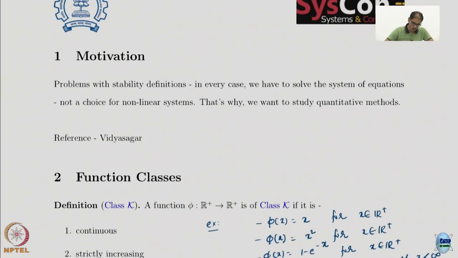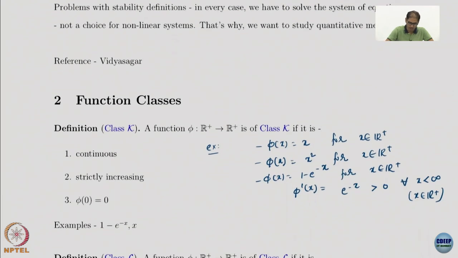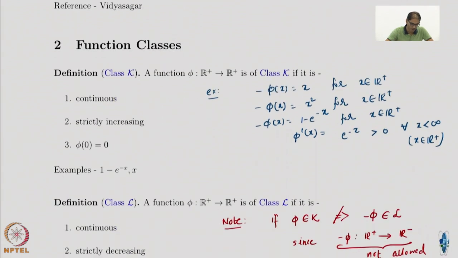As I had mentioned very clearly, there is a problem with stability definitions. We have to solve the system of equations. This has to be the case, because if you are using epsilon delta of any form, you will have to solve. Whatever examples we took, we actually solved the system, which is not possible for most nonlinear systems. So we are looking at not quantitative, but more qualitative methods. Anyway, I'll leave this word as it is, because it depends on how you think about it.